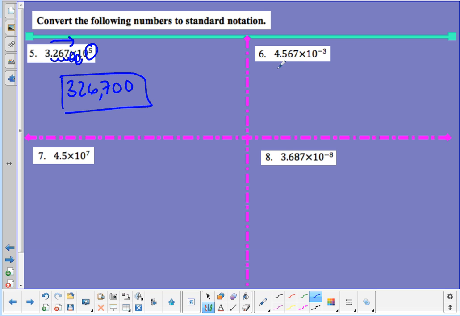Okay. 4.567 times 10 to the negative third. I go backwards 3 places because this is a negative 3 power, which means my number is going to be small. So I need to move to the left. There's 1, 2, 3, which would be 2 zeros. So 0.004567.